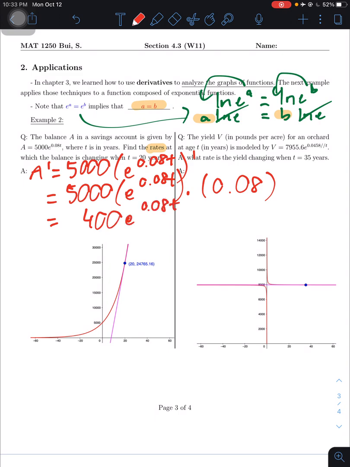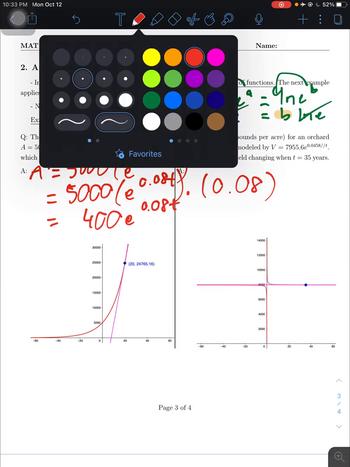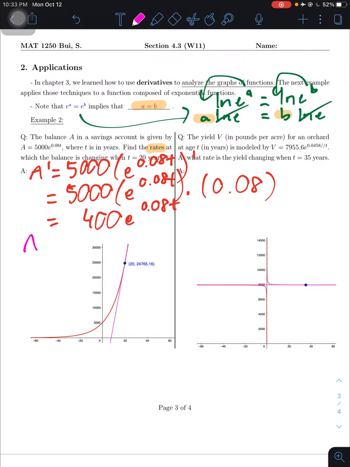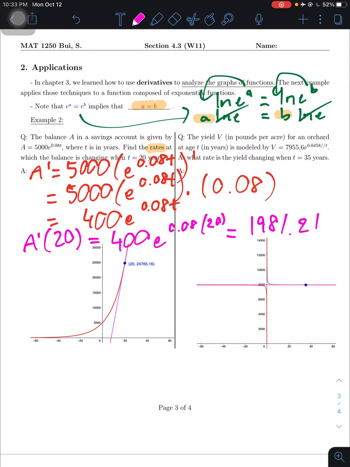At the end, because the question is asking for when t equals 20 years, this is the second step where we plug 20 into the equation, and it looks like 400 times e to the 0.08 times 20. If you input all that into the calculator, you're going to get 1981.21 approximately, if you round to 2 decimal places. So this is the rate of change that we're looking for.